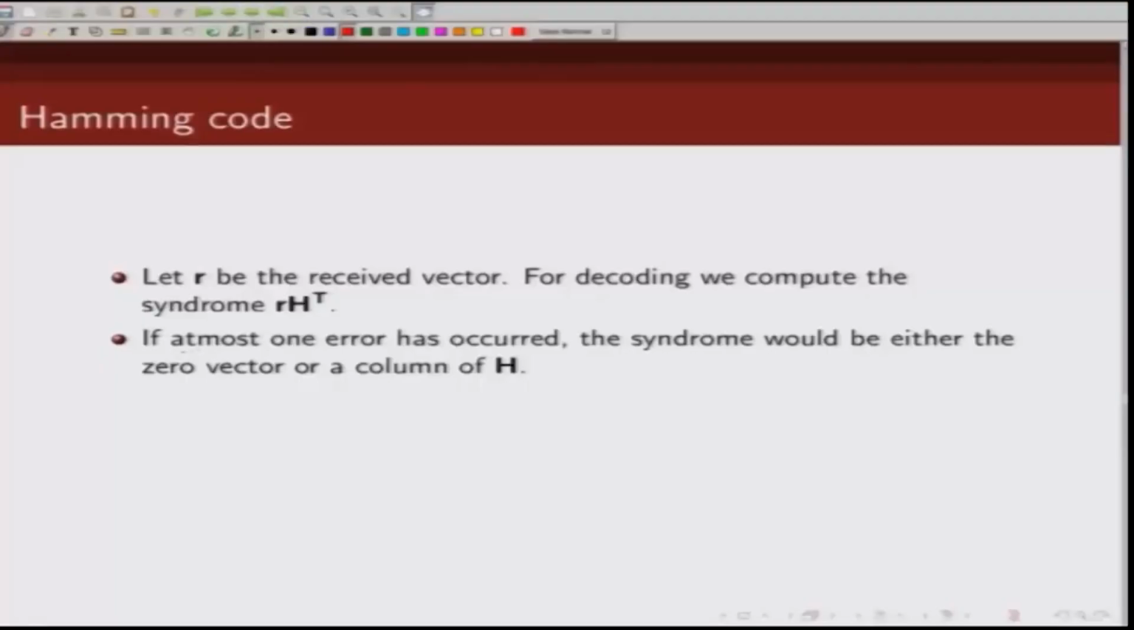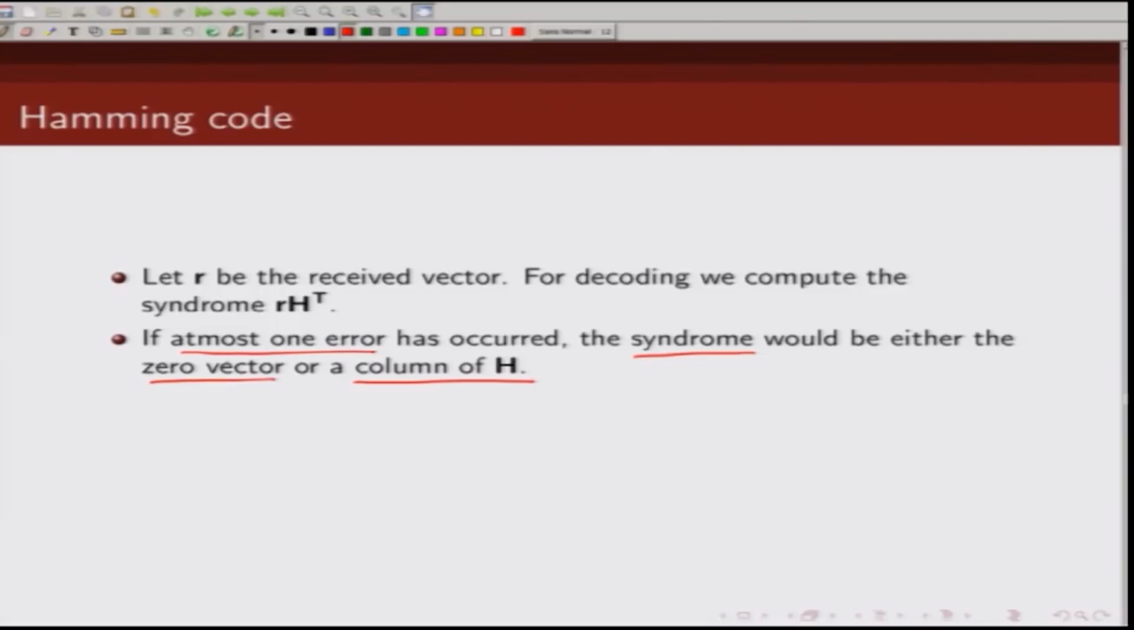Since it is a single error correcting code, it can only correct at most one error. So, we assume that at most one error has occurred. Of course, if there is no error, then the syndrome would be an all 0 vector, and if a single error has happened, the syndrome would have been a non-zero vector. Now, what you will observe is if a single error happens, from the syndrome we can find out which bit location is in error.